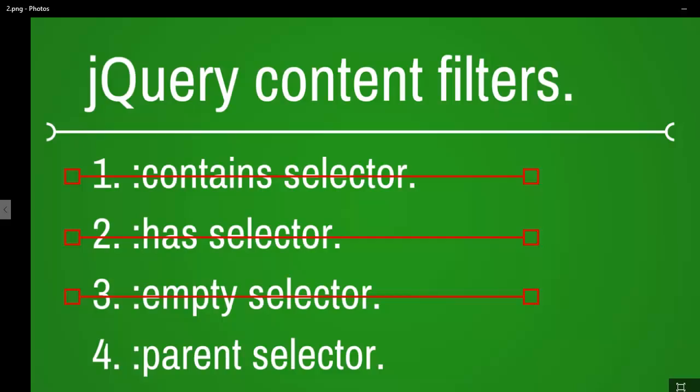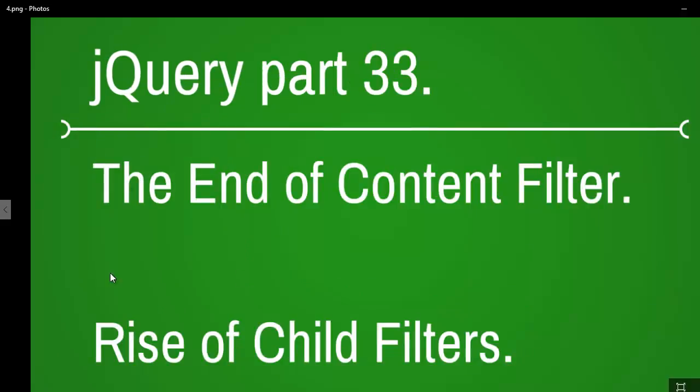Now we are done with the parent selector. Up next, we are ending the content filters here, and up next we're going to look at the child filters. Again, they are pretty easy, so we're going to look at them in great detail.